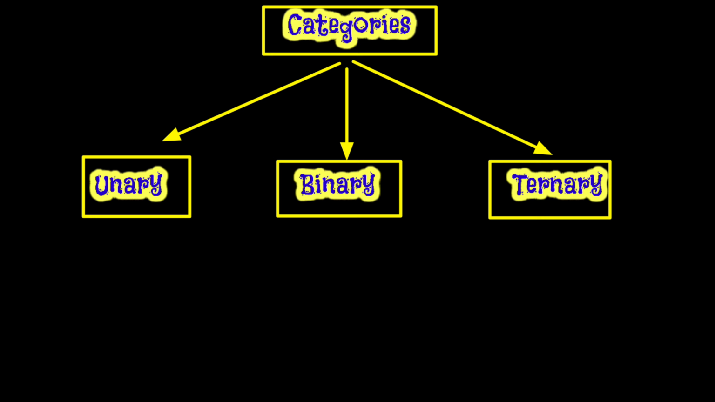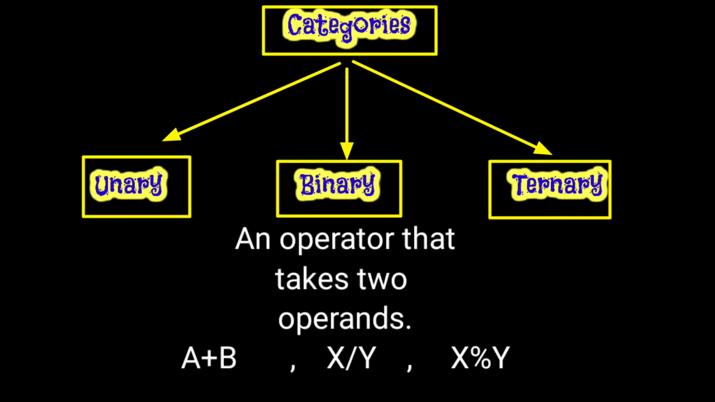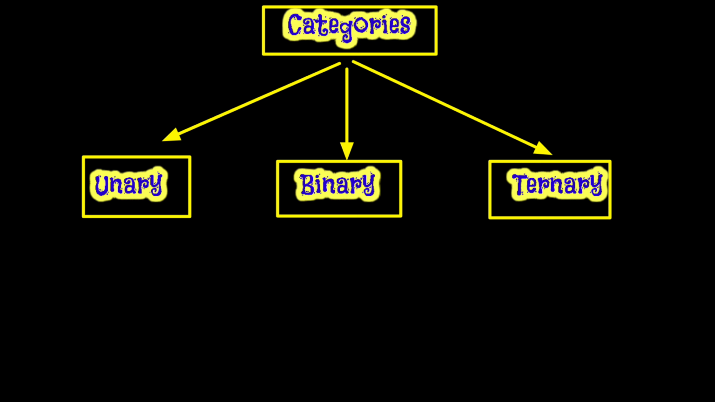Second we have the binary operator. A binary operator takes two operands. For example, a plus b, x divided by y, and x modulus y. So here two operands are there.